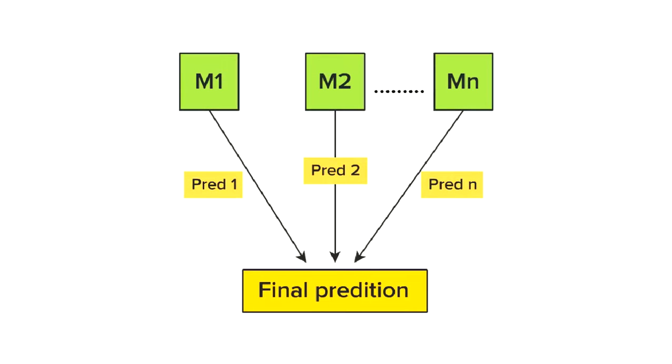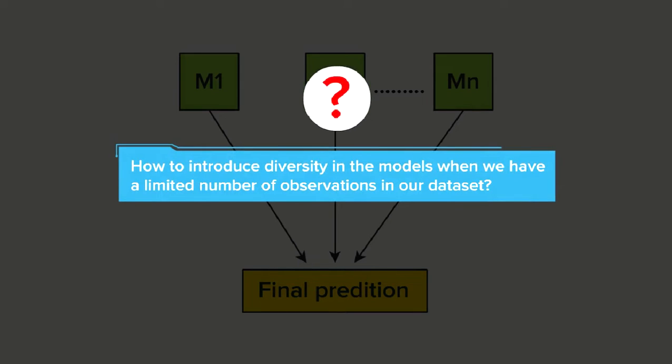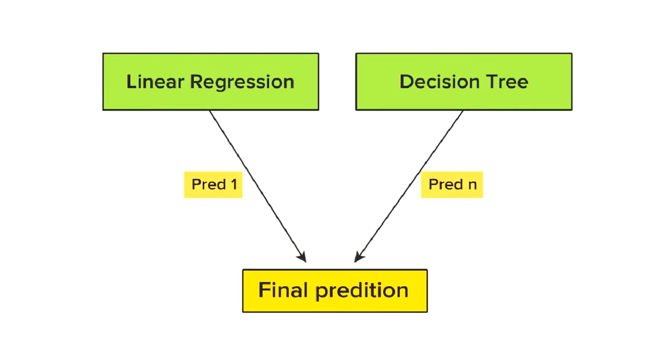In the last video, we understood the fundamental idea behind the ensemble techniques. In this video, we will be looking closer at the bootstrap aggregation or the bagging technique in detail. If you recall, ensembling is about combining several diverse models to generate better results. But how do we introduce this diversity in the models when we have a limited number of observations in our dataset? One way is to use a combination of two predictive models like linear regression and decision tree.